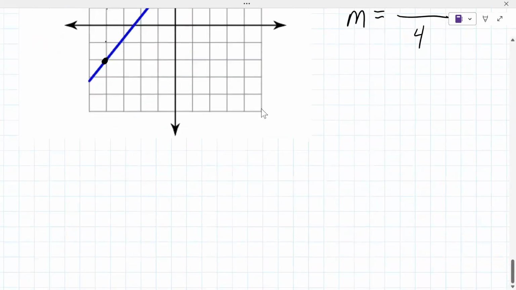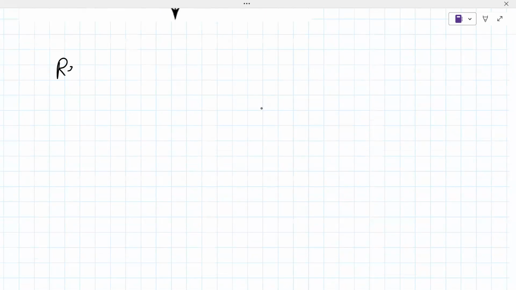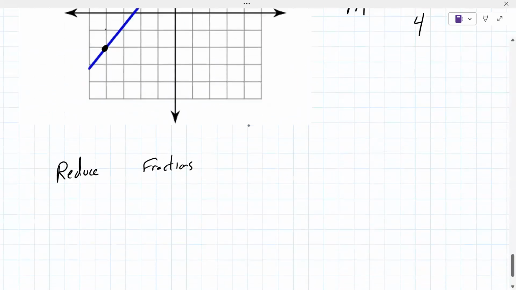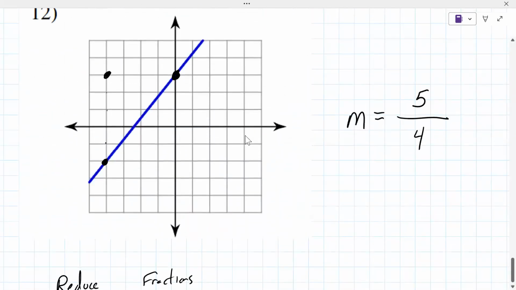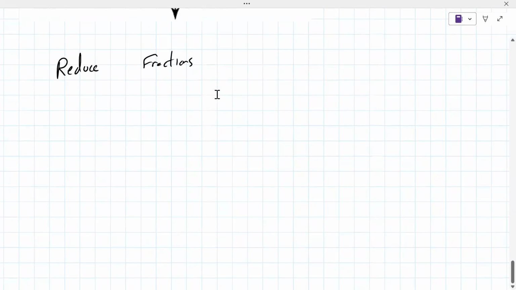So let's do something different here. Let's talk about how to reduce fractions. All right. So we're now going to reduce fractions.